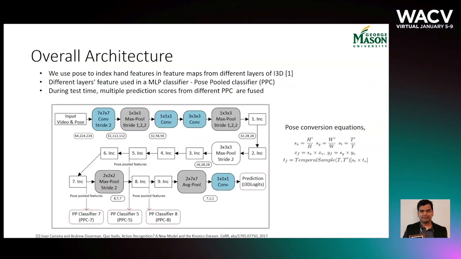This is what our overall architecture looks like. We have an I3D network, which is a well-known video recognition model, but we also give the pose as input along with the video. Now, pose is not used in the max pool or any transformation. Pose is used only when we decide to extract some features from a localized position, like from the hand. As you can see, from different branches, we train different classifiers using that localized feature. And during test time, we fuse their scores and get our final scores.